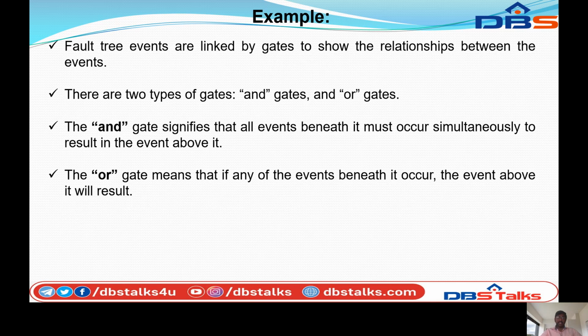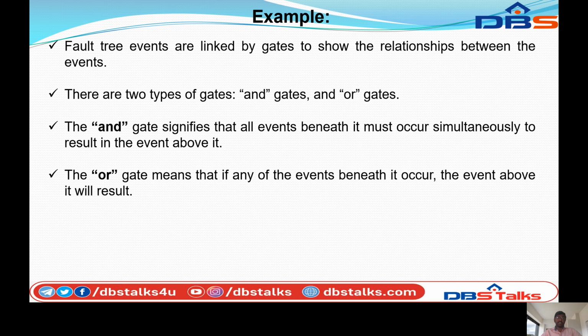Fault tree events are linked by gates to show the relationship between the events. There are two types of gates, the AND gate and the OR gate. The AND gate means that all events beneath it must occur simultaneously to result in the event above it. The OR gate means that if any of the events beneath it occur, the event above it will result.